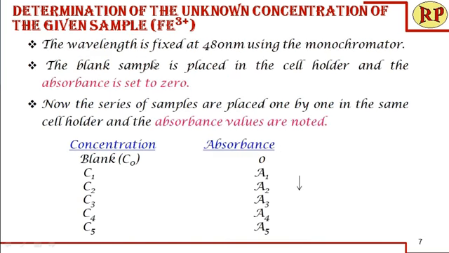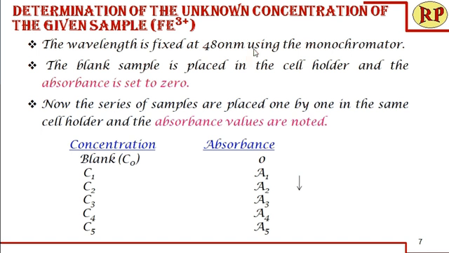Now, because we are going to analyze ferric ions, the wavelength chosen should be 480 nanometers, because this absorbs a wavelength of 480 nanometers. In our previous session, I told you how to choose this wavelength. This wavelength will be the one which has the epsilon value to be maximum.